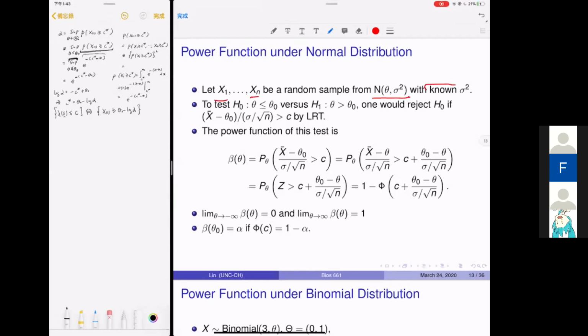I do know sigma square, so it's a constant. Then I'm going to do testing. The null hypothesis is theta smaller than theta 0, and the alternative is theta bigger than theta 0. Say one will reject it by LRT.